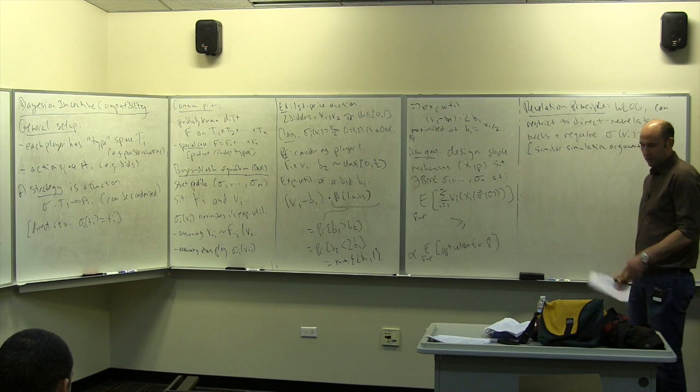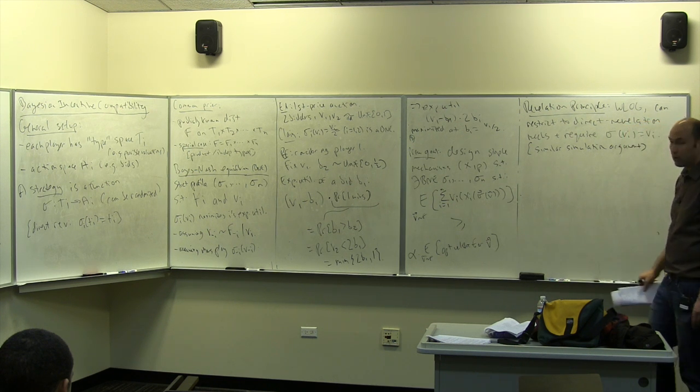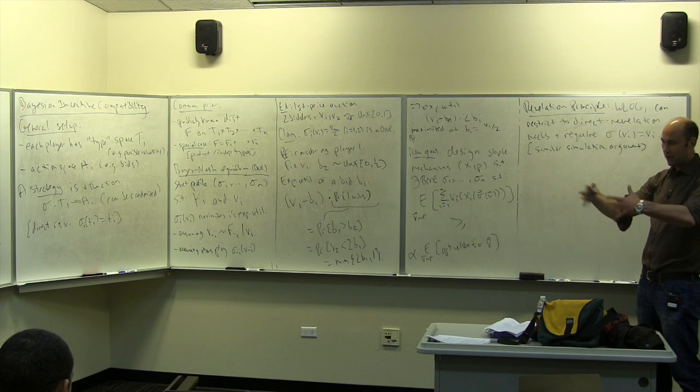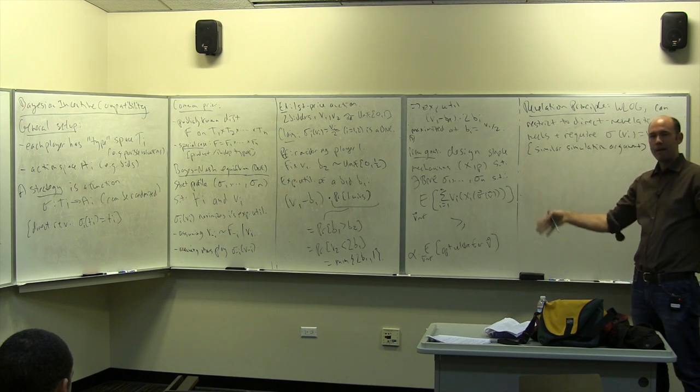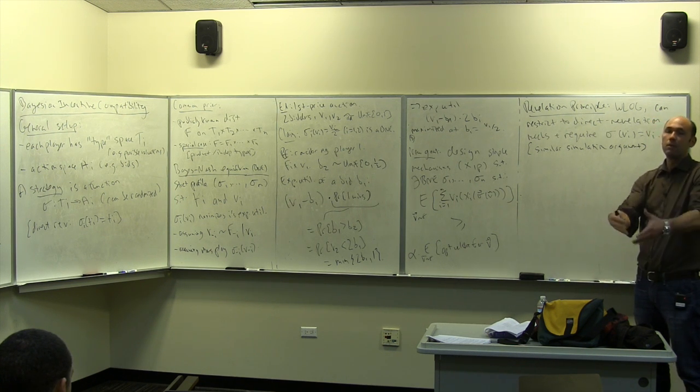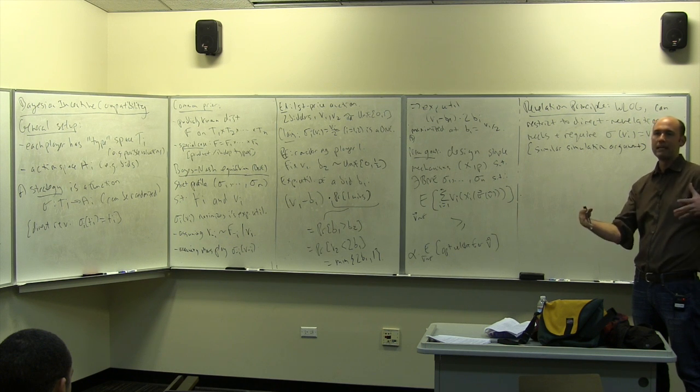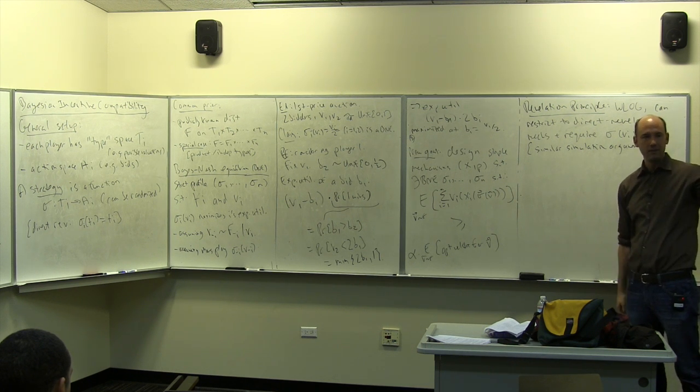So, remember how the revelation principle works. If you have some mechanism and you have some equilibrium in it, you put a wrapper around it, and then you just ask bidders, tell me what your actual valuation is, and I'll just play an equilibrium on your behalf in the old mechanism.